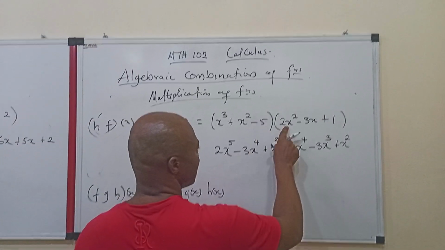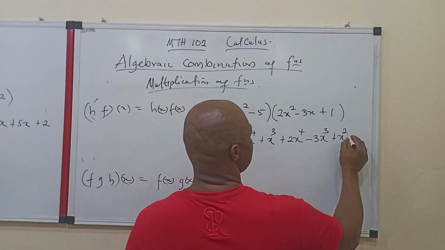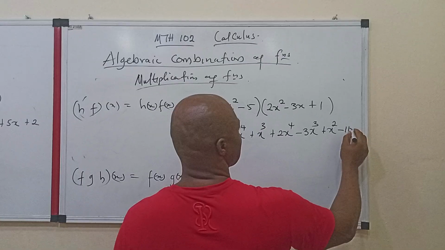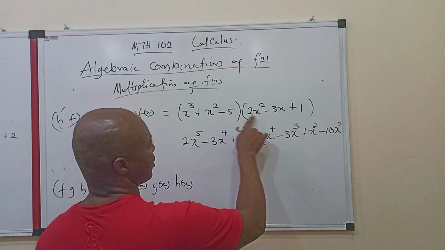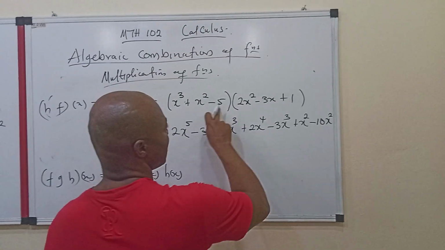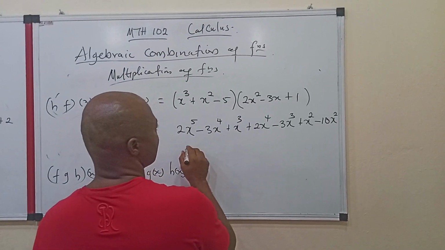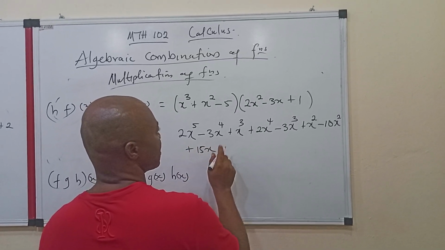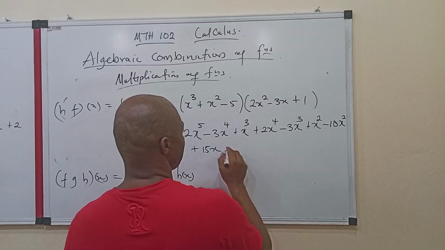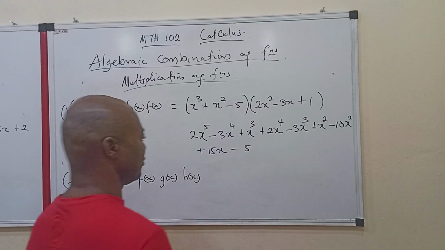Lastly, this to this will give us minus 10x raised to the power 2. This to this will give us plus 15x, and this to this will give us minus 5.